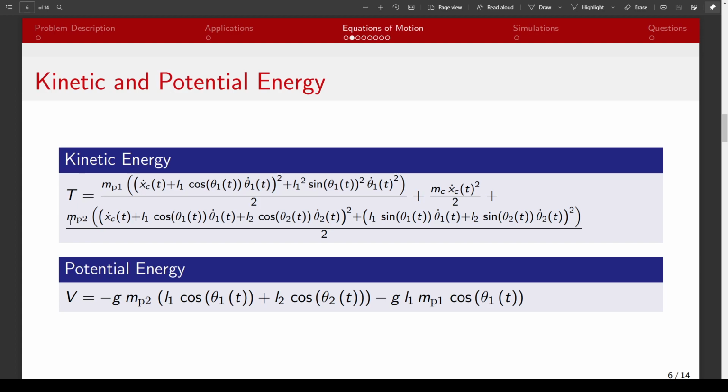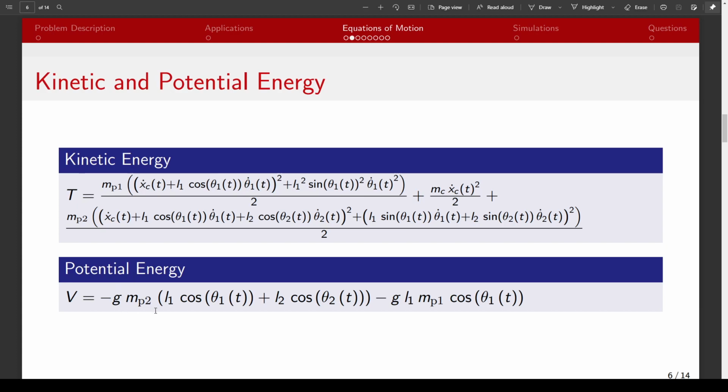And then down here we have the mass of the second pendulum times the velocity of the second pendulum squared over 2. So if we look at this, this is our vertical velocity. We have the vertical velocity of the second pendulum relative to the first, and the velocity of the first pendulum. Then over here we have the horizontal velocity of the second pendulum, which is relative to the first, and the velocity of the first pendulum relative to the cart, and the velocity of the cart.